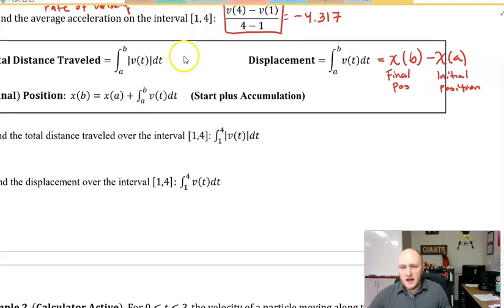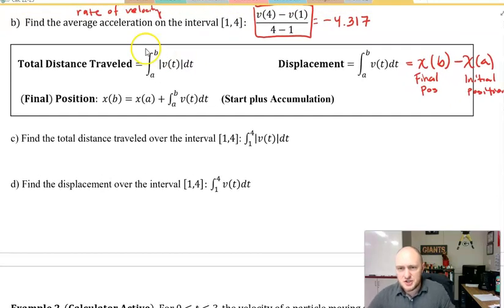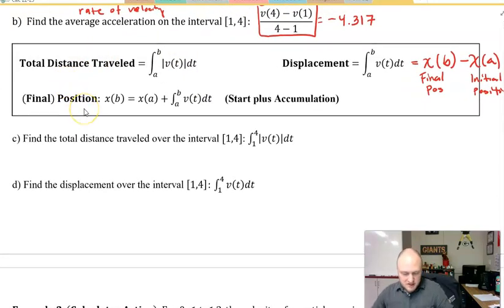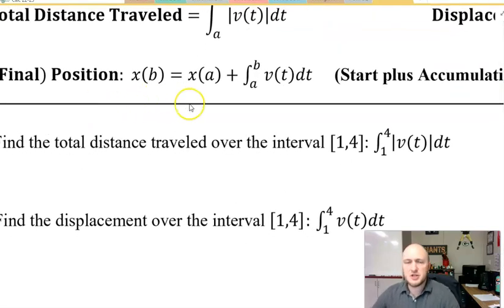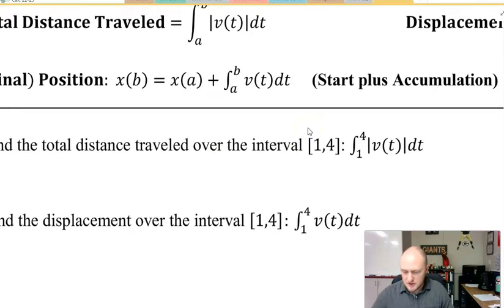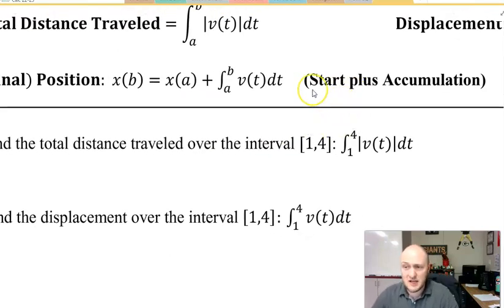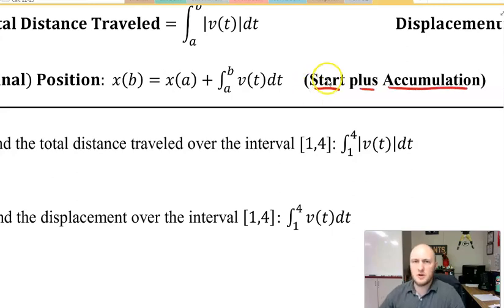Now, something else that they can ask too is, what is a final position given a different initial value? I like to just let this be known as the same thing as start plus accumulation. So whenever they give you an initial value in one of these problems, just note that's usually an initial value that I'm going to need to use, okay? All right, so total distance traveled, displacement, and then final position or position of an object. We're going to go ahead and look at these.